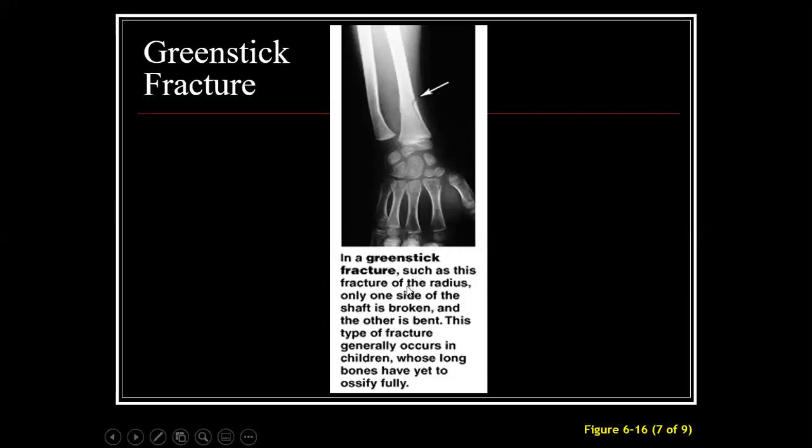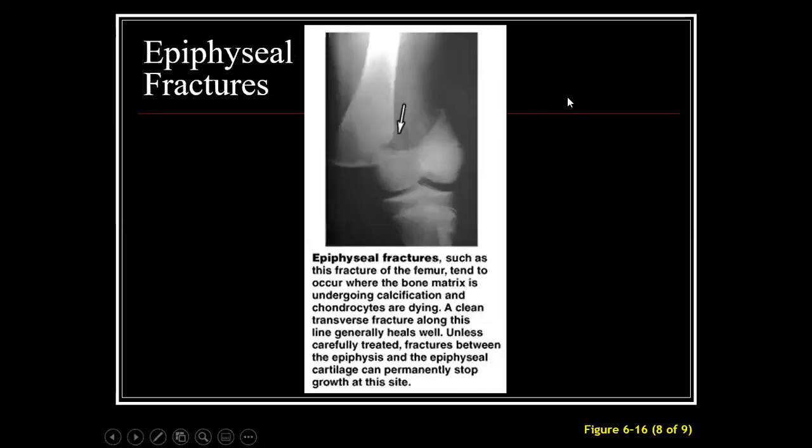Anyway, such as this fracture of the radius, only one side of the shaft is broken and the other is bent. You can see that little bulge right there indicating a bend. This type of fracture generally occurs in children whose long bones have yet to fully ossify.